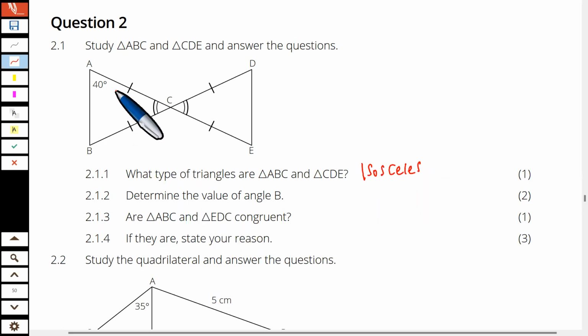All right. They are isosceles because isosceles means you have two sides equal. So here this triangle has two sides equal. Determine the value of the angle B. What is the size of the angle B in your view? 2 marks, 2 minutes.